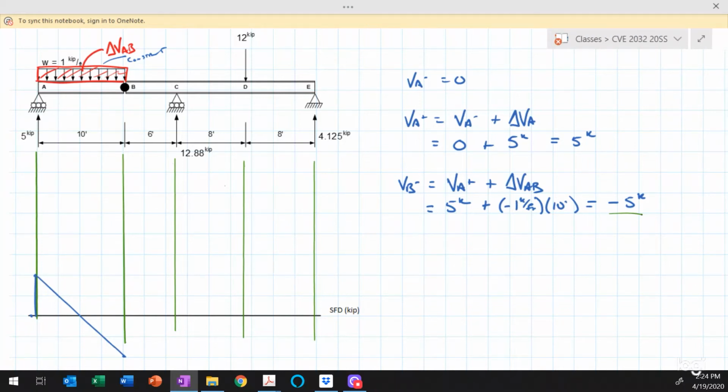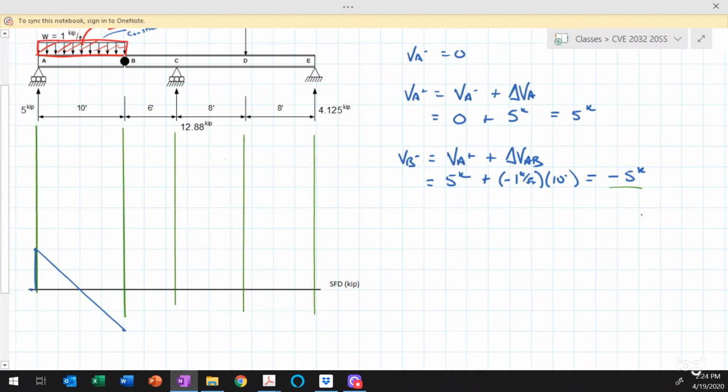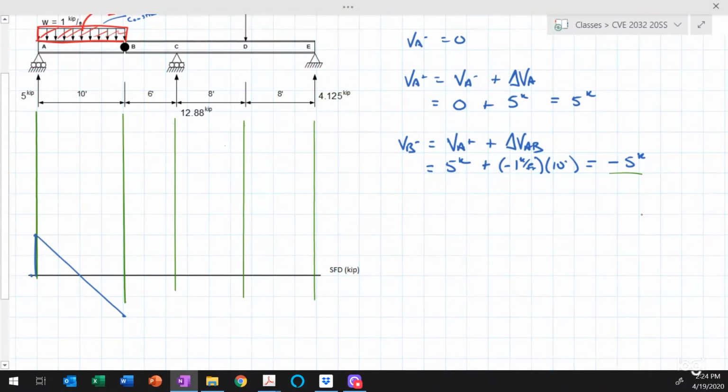Now, nothing happens at point B. Nothing happens between points B and C, actually. So that means there's no change in shear until we get over to the left of point C, the left of that reaction force.